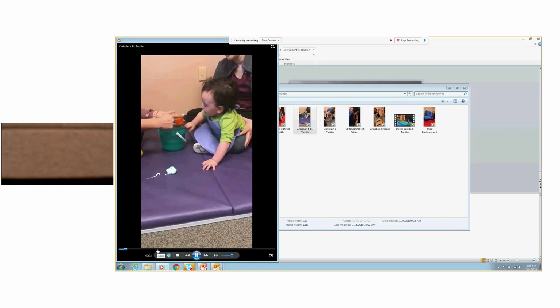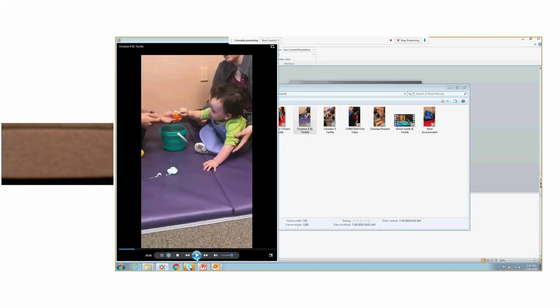So again, working on some of the bilateral skills, incorporating the tactile. This was after doing more of the rolling, some of the proprioceptive stuff.